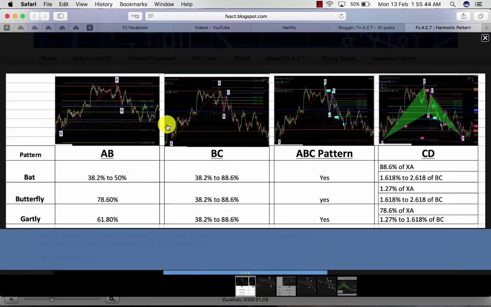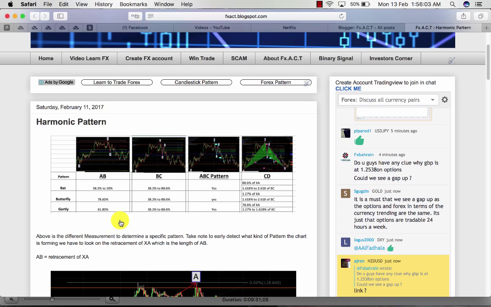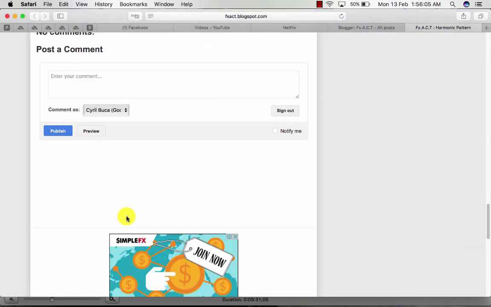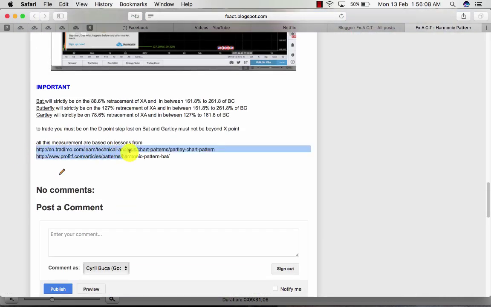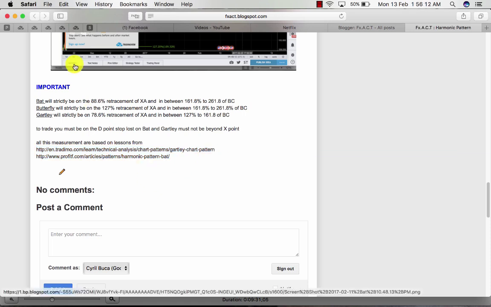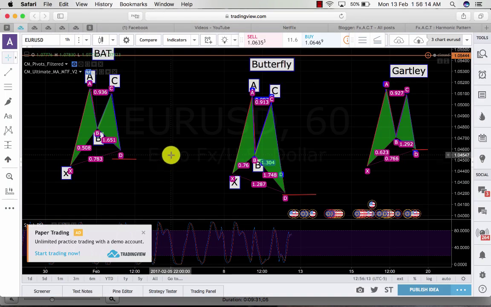So if you're just going to follow this one, forgive me for the typo error, I have to change this one. Now this is 161.8, this is 127, this is 161.8, this is 127. If you just follow these guidelines, and by the way, I didn't just make up these guidelines. What I did is I got that tutorial from these two famous websites, which you could check out for yourself to see if what I'm doing is right.